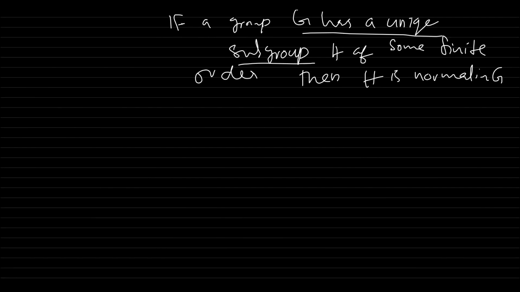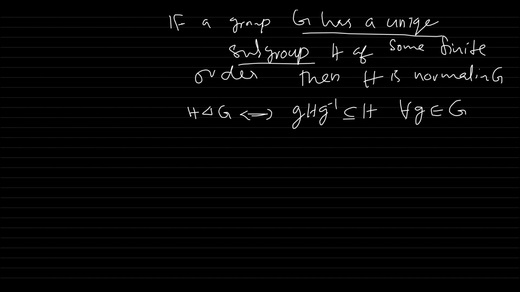To prove this, we know that H is a normal subgroup of G if and only if gHg inverse is contained in H for all g in G. Now consider the set gHg inverse. This is actually a subgroup of G. How will it be a subgroup of G?